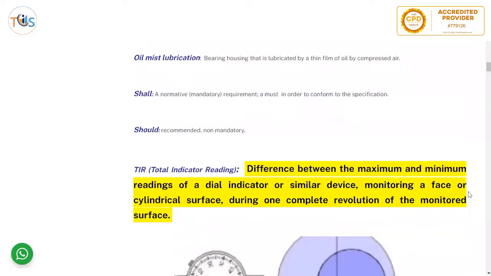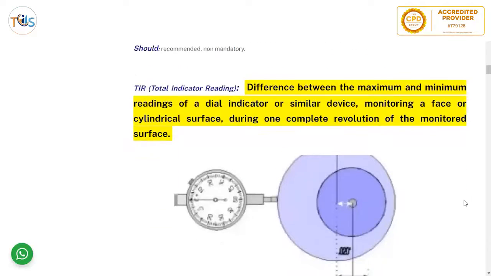Oil means the lubrication of the bearing housing by a thin film of oil, not by compressed air, that's a hydrodynamic bearing. Shall means mandatory. Should is recommended, not mandatory, but it is advisory actually.